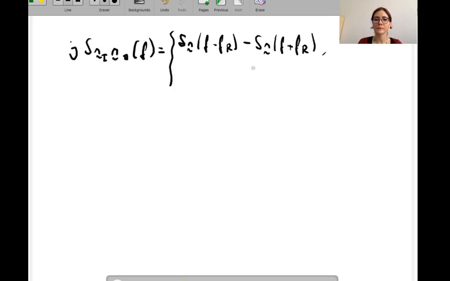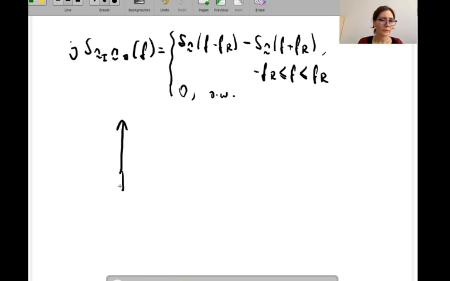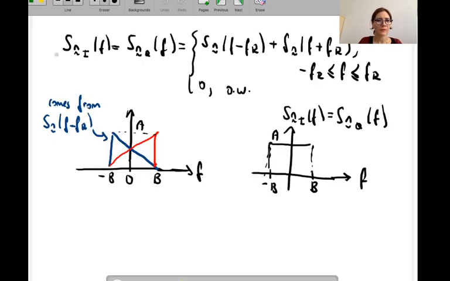This is if f is between minus fr and fr, and then 0 outside this interval. Okay, so then we know what we have to do. We should just take again our two shapes. So Sn of f minus fr. I'll also write here for completeness.